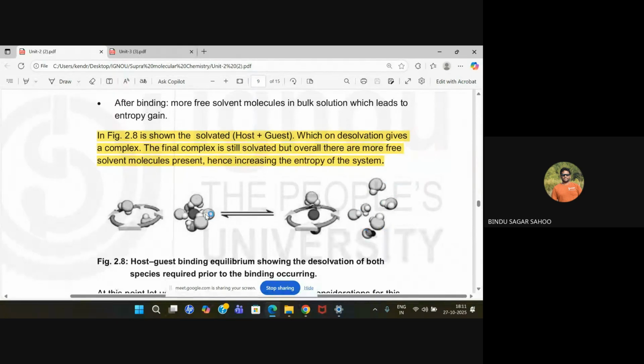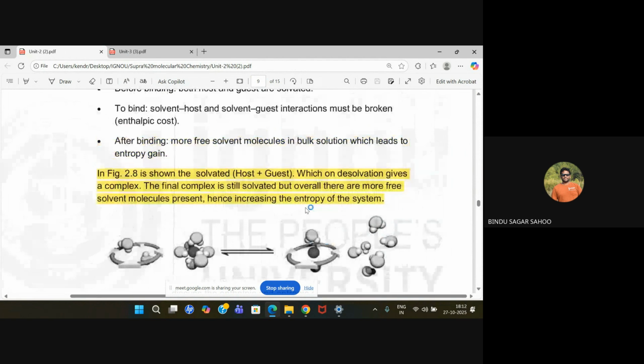But initially the solvent molecules are stabilized by making a complex with the host or guest. Here the solvent molecules move outside the host-guest environment, and they make an increase in entropy throughout the system. When there is an increase in entropy, definitely the Gibbs free energy value decreases, and the decrease in free energy makes the process more feasible.